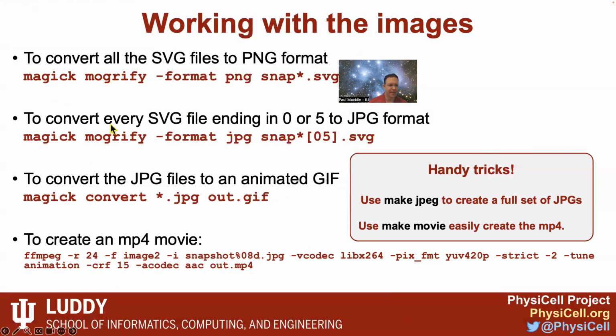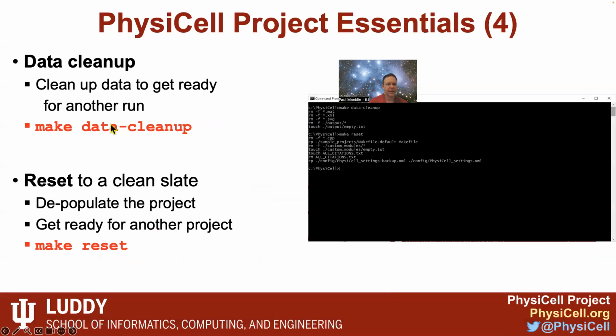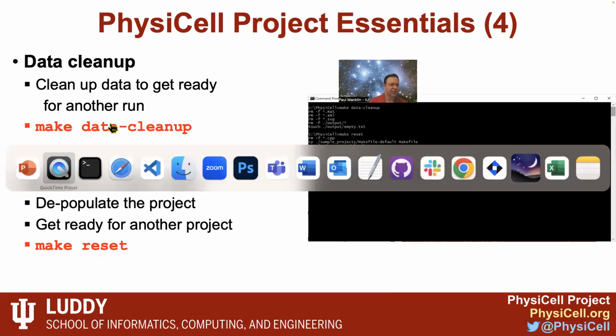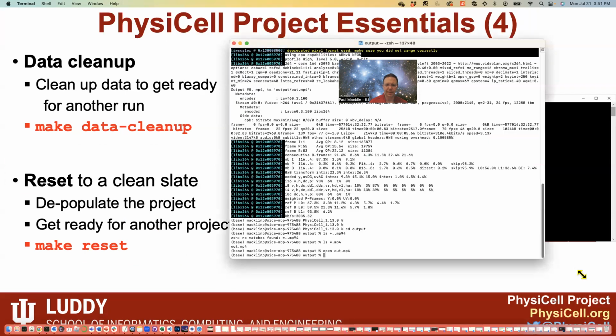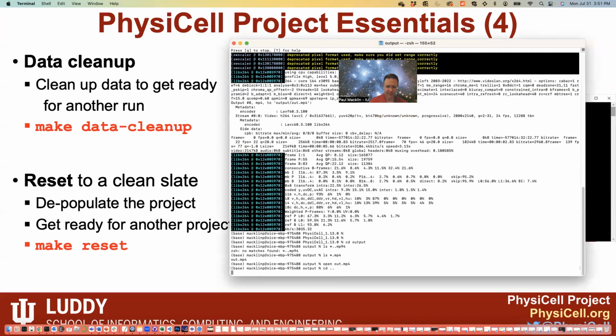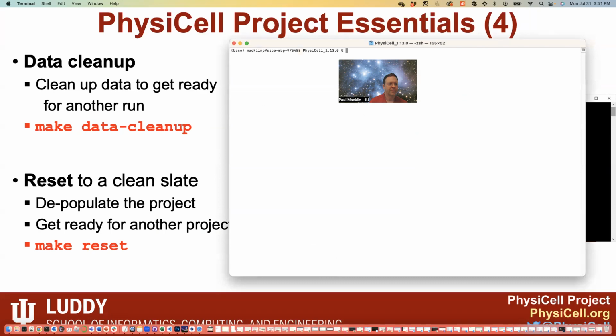Okay, so we've made that now. Now we may want to switch to another project. So let's get a little practice on that. Before we do that, it's probably good to tidy up our mess. So let's get back to our root directory, and we type make data-cleanup. It'll remove all the data that was created in the output directory. So you can see now that we have a much cleaner directory and we're ready to run another simulation.